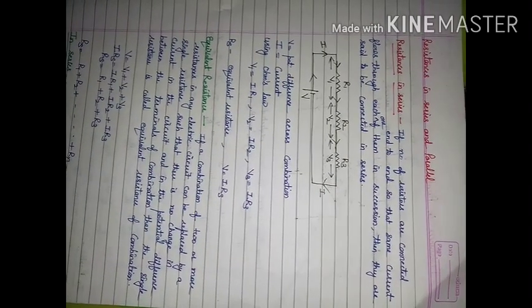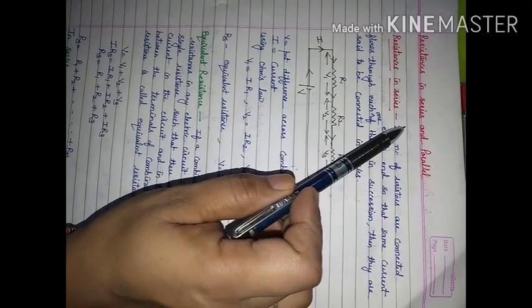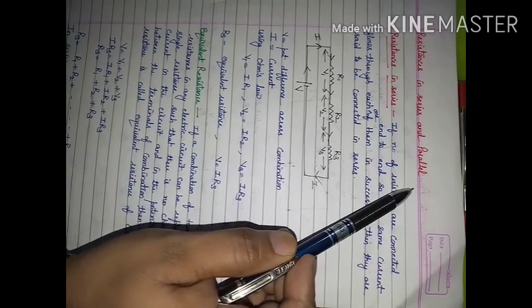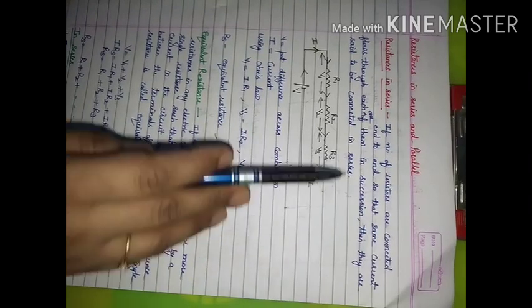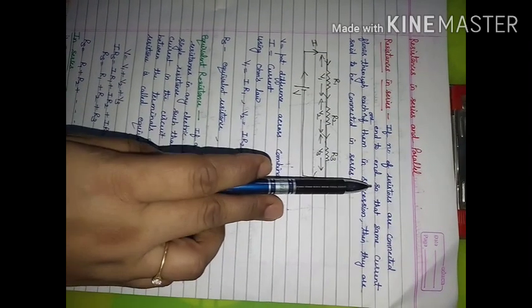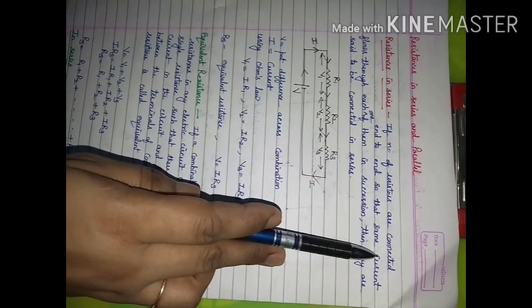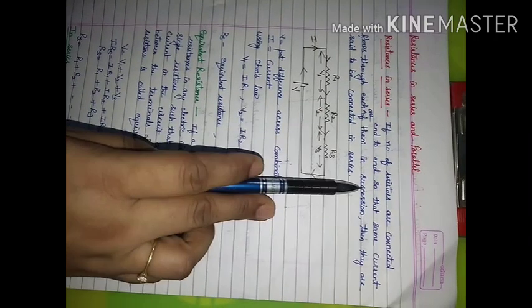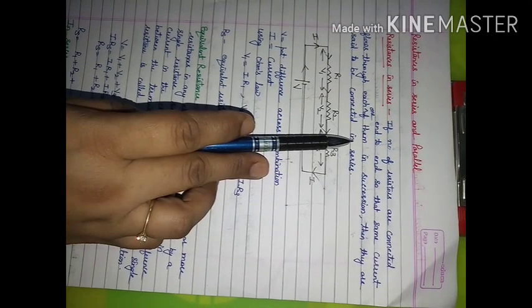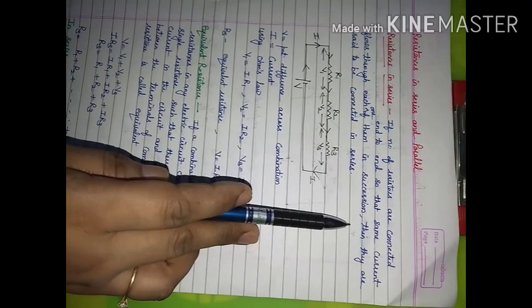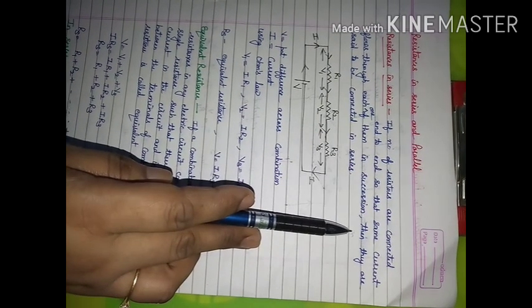Today we will consider resistors in series, in parallel and mixed combination. When do we say that resistors are connected in series? If we have a number of resistors and we have connected them end to end so that the same current flows through them, then these resistors are said to be connected in series.